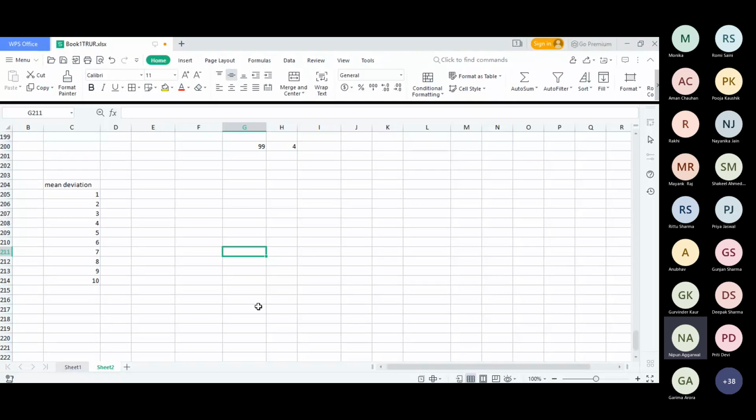But for that, we want some reference value from which we have to calculate the variation, from which we want to calculate our variations present. So from that reference value, we have to take the distances of each and every value from that reference value. So what is that reference value? Now the next question comes, what is that reference value?